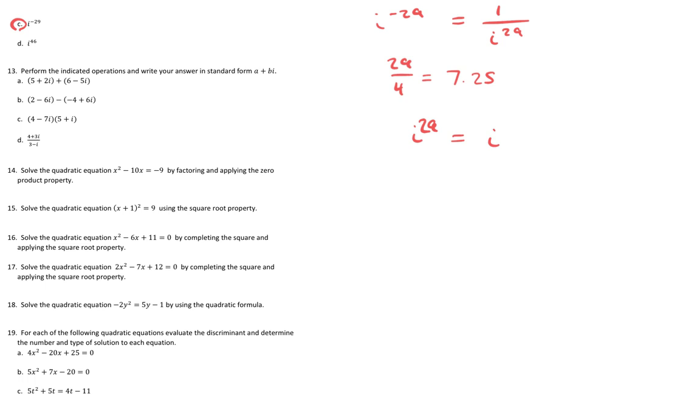So basically what we have now is that i to the negative 29 equals 1 over i. But we can go a little bit further here. If we just focus on 1 over i, we multiply it by i over i, which is the same thing as multiplying by 1. So we get i over i squared. So i squared is just negative 1, and we get i over negative 1, which is just negative i.